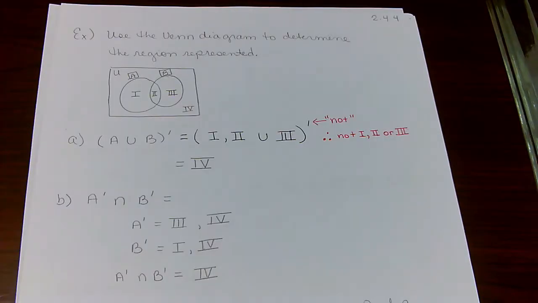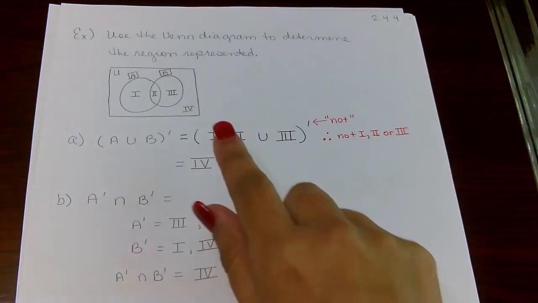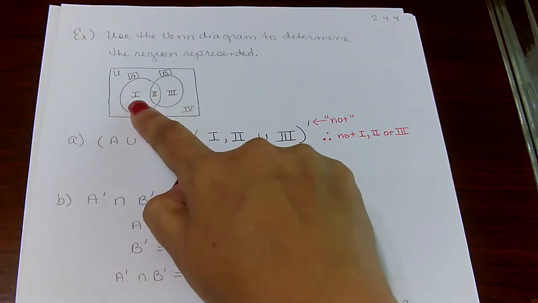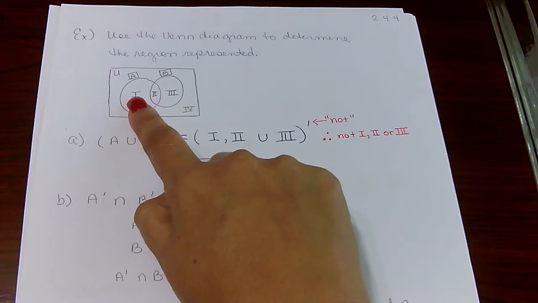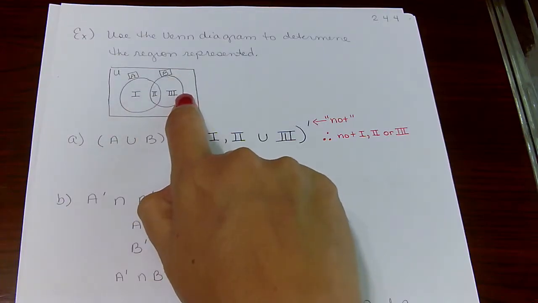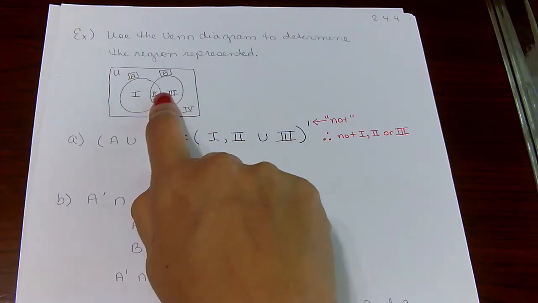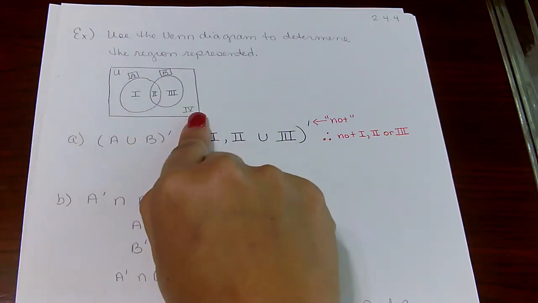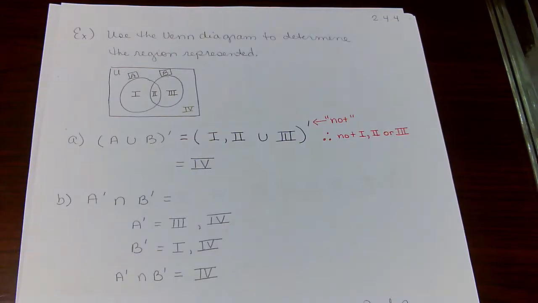Okay, on this example, it's asking us to use a Venn diagram to determine the region represented. Okay, so all these Roman numerals are doing is saying, hey, this is region 1, where A is A only. Region 3 is B only. Region 2 specifies it's A and B. And then region 4 is neither A or B.